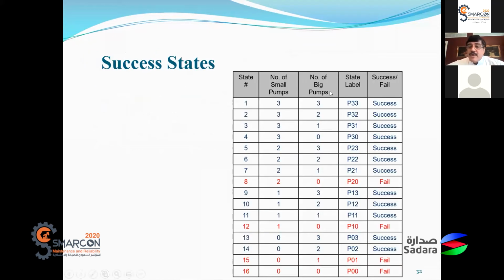What do we mean here? If we have all 3 small pumps up and running and all 3 big pumps up and running, this is called a success state. This is an apparent success state. If you have all the small pumps and all the big pumps failing, this is a fail state. If you have only one big pump, this is a fail state because you can only deliver 60,000. And if you have two small pumps, you can only deliver 70,000 when the requirement is 80,000. So this is a fail state. And of course, if you have only one small pump, this is a fail state.